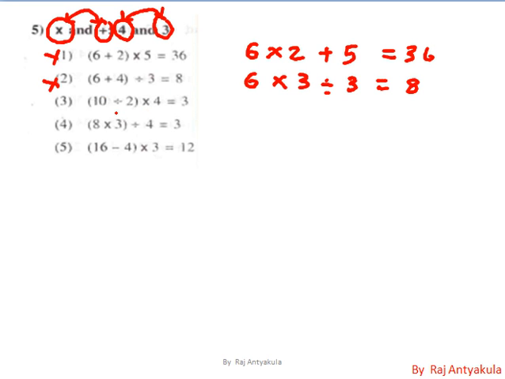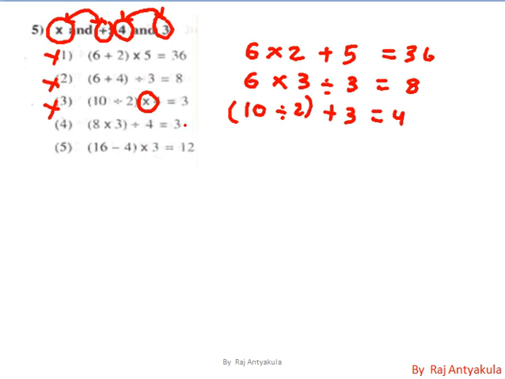And next option, what is given? 10 divided by 2. Look at here, into is given, so this into has to be replaced with plus, 4 has to be replaced with 3 is equals to 4. 10 divided by 2 is how much? 5. 5 plus 3 is 8, but here the right answer we got is 4, so option 3 is ruled out.